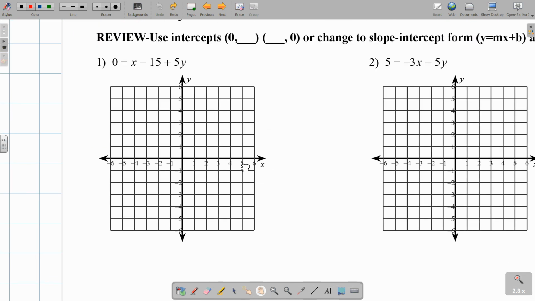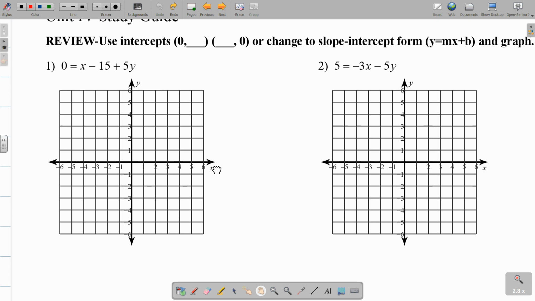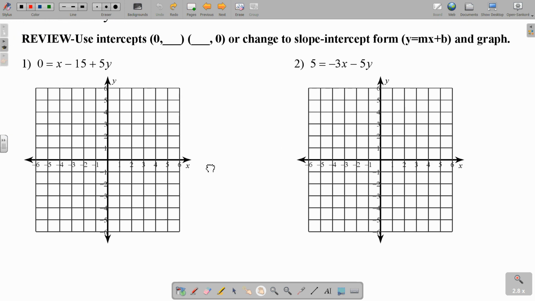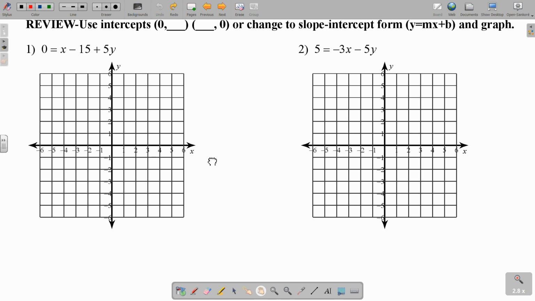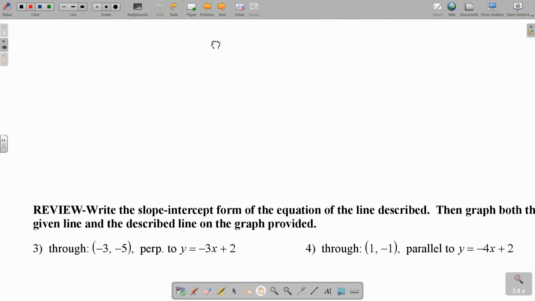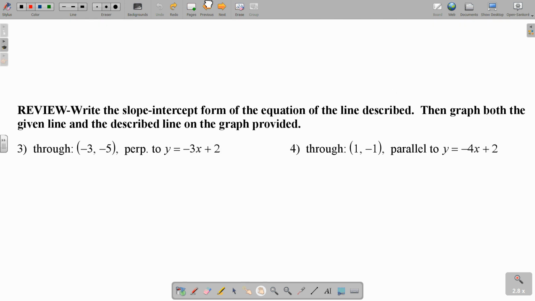In graphing a line, it says you can use intercepts or change to slope-intercept form in order to graph. That I expect you to be able to do on your own. This one we'll do together.